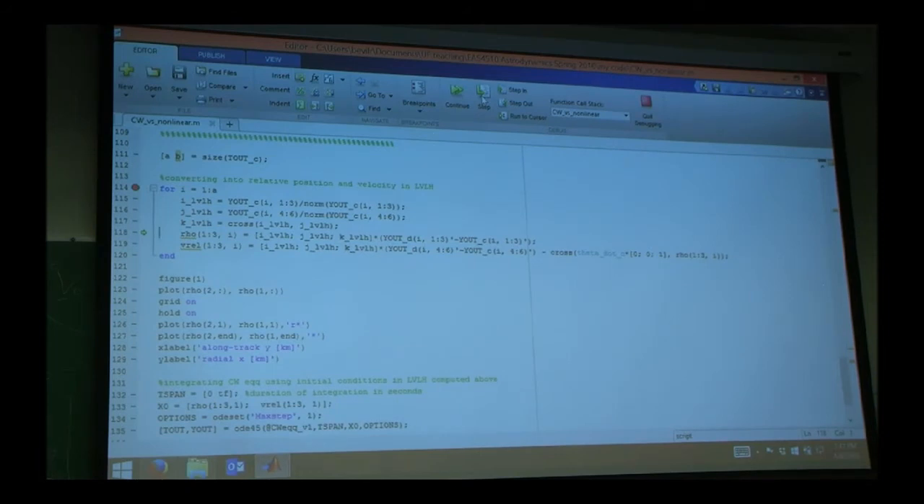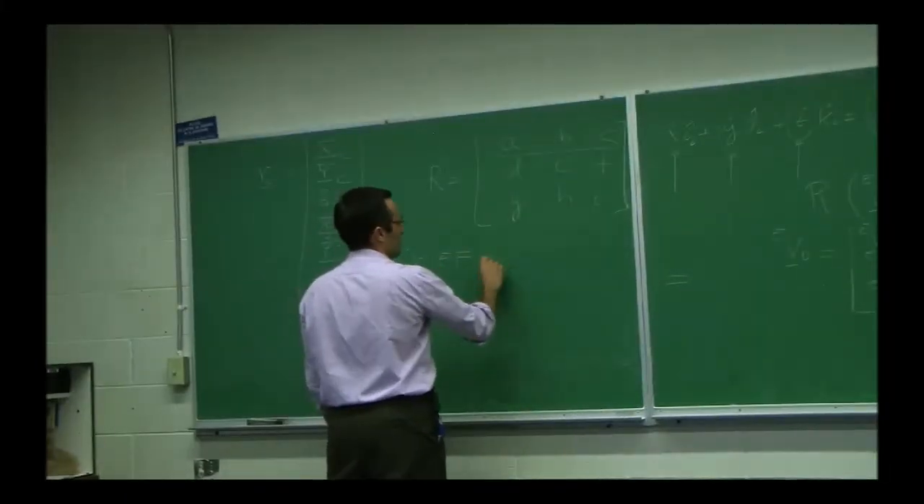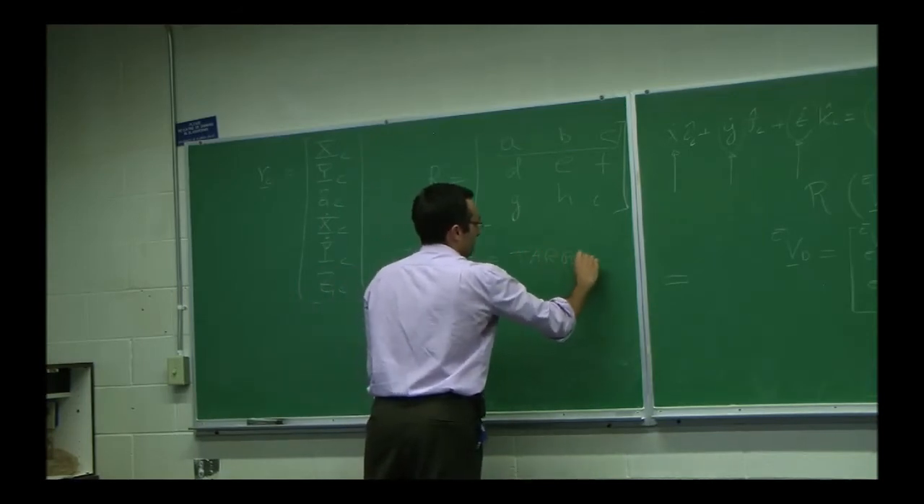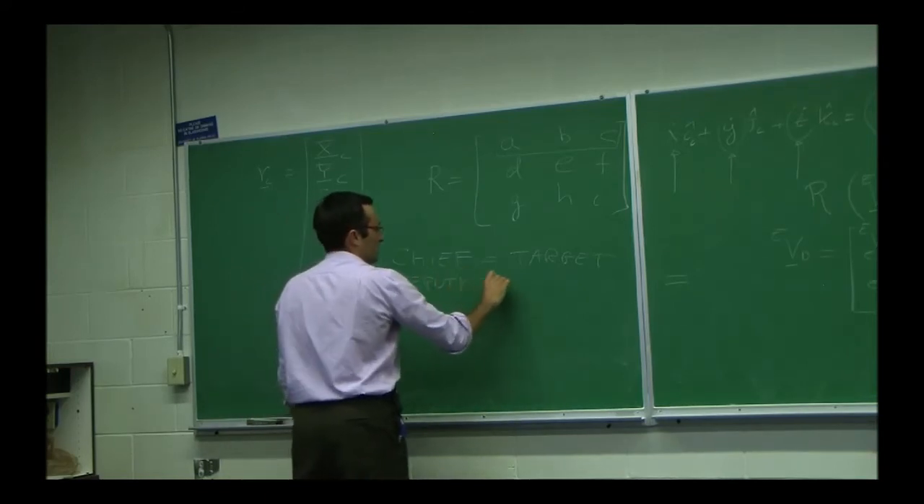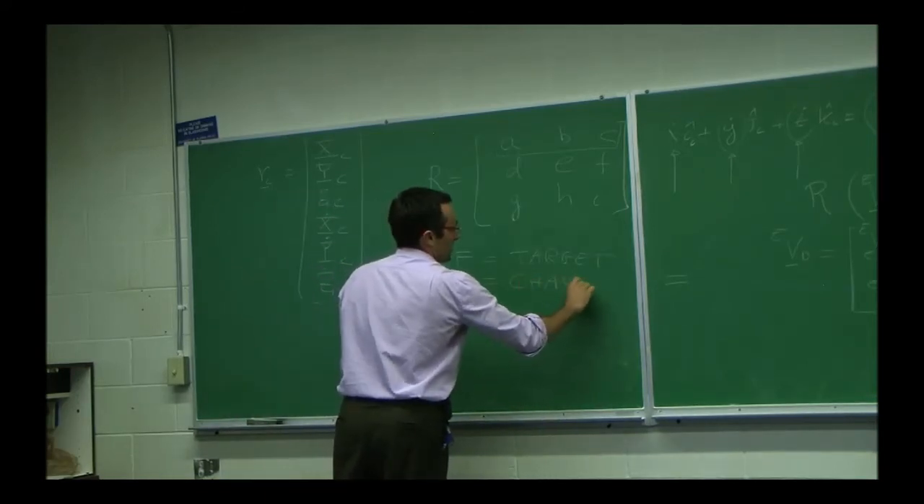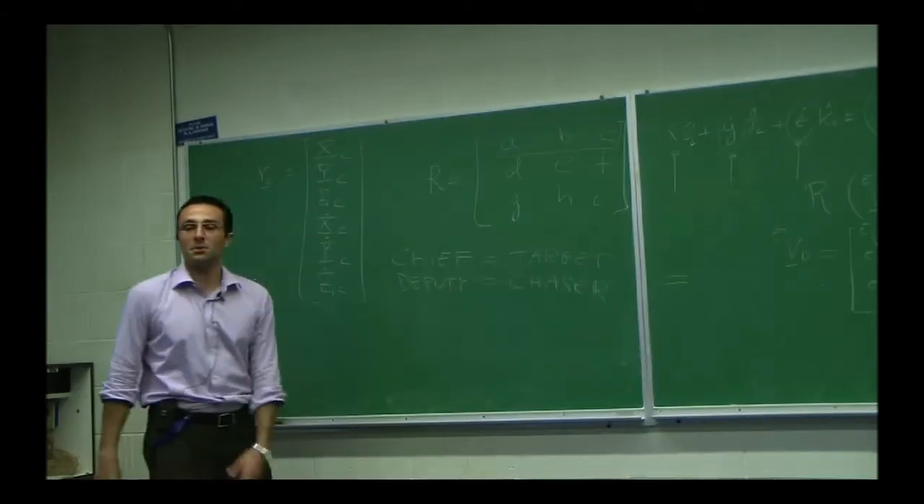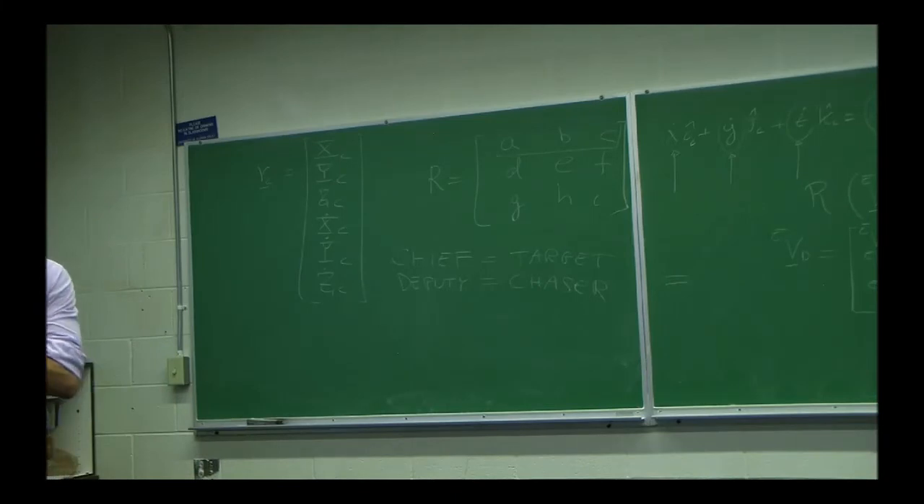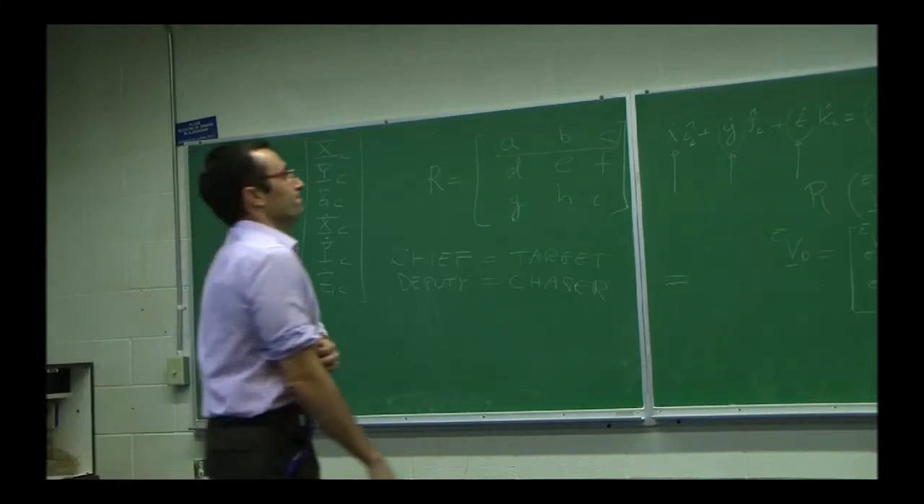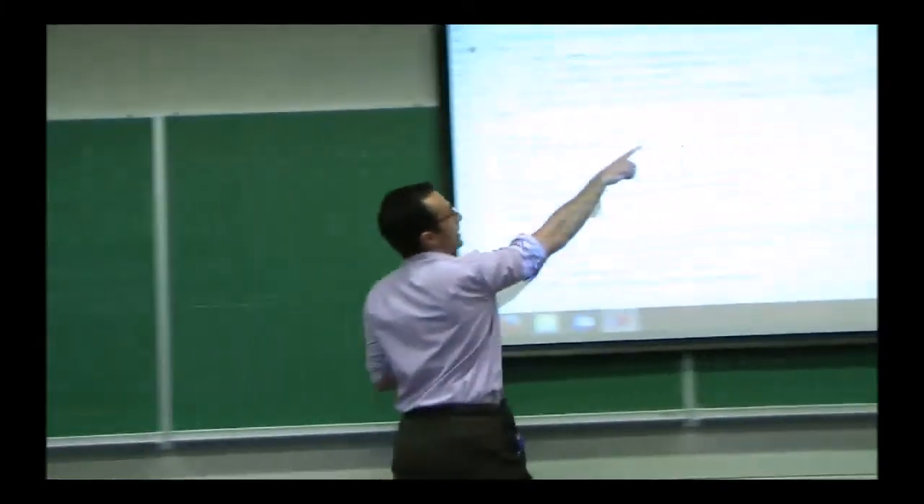Just want to clarify: sometimes when there's a subscript C, you say chaser, and sometimes... Yeah, I know. You'll find this in literature. Chief is also called target sometimes, and deputy is also called chaser. Since I've used both of them, I see a C and sometimes I think chaser, but it's not. I'm trying to stick with the book, which I think uses chief and deputy. Sorry.